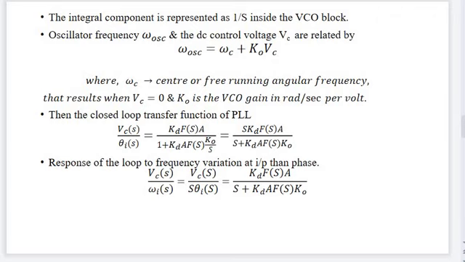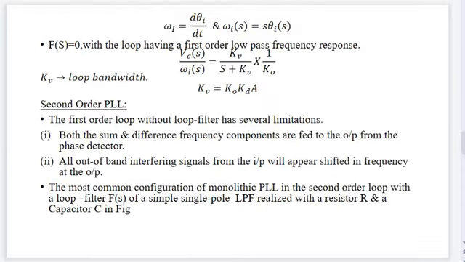So the loop response to the frequency variation of the input phase: Vc(s) divided by ωI(s) is equal to Vc(s) divided by s·θI(s), which is equal to Kd·F(s)·A divided by s plus Kd·A·F(s)·K0. Here ωI is equal to dθI/dt, and ωI(s) is equal to s·θI(s). F(s) is 1 with the loop having a first order low frequency response.